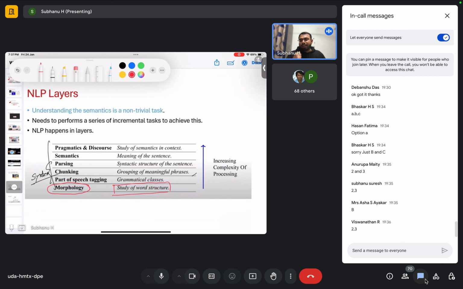There are two methods of doing this. Morphology gives you the root word, and stemming and lemmatization are the two algorithms used for this morphological analysis.